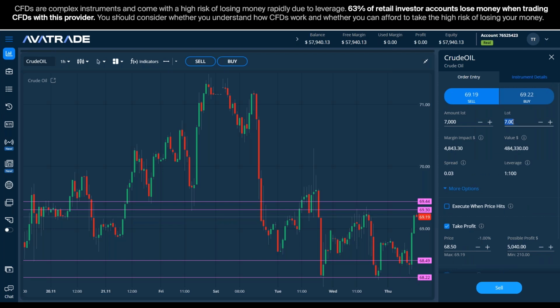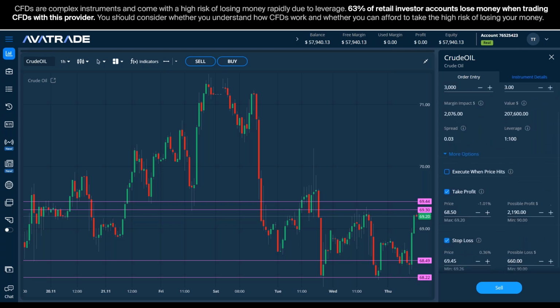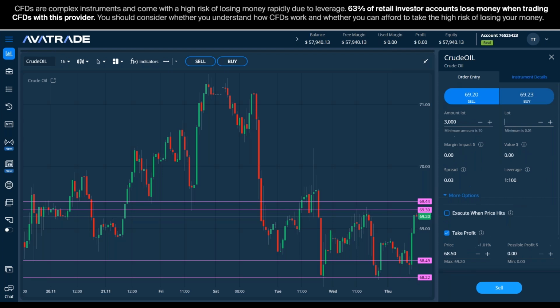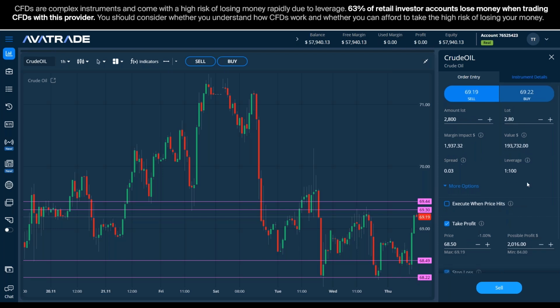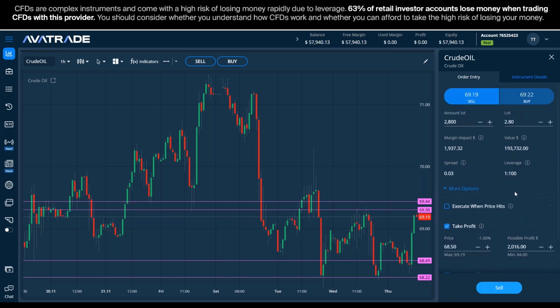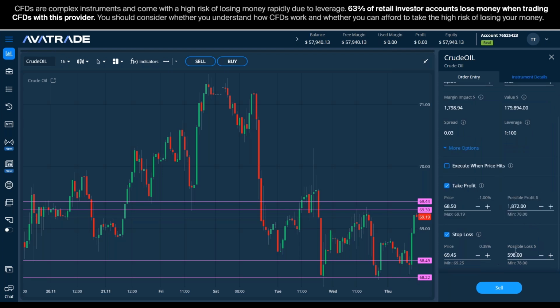So if I go to, say, 3 lots, now I'm looking at a risk of 660. If I go to 2.8 lots, now I'm risking 644. 2.6. Okay, now I'm under 600.